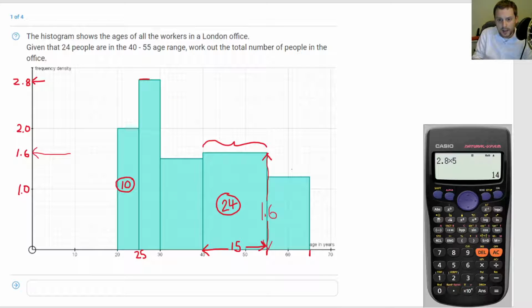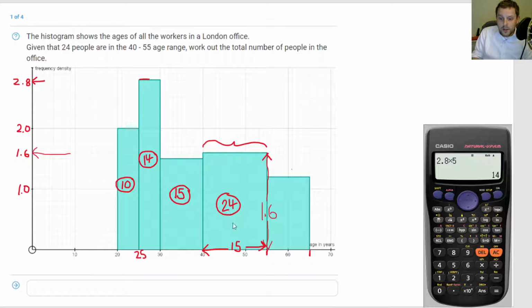So this one here is 14. The area is 14, done width times height, but that means it's a frequency of 14 for that bar. Now this one here, that is one little square less than the 1.6. So that must mean it has a height of 1.5. So I'll do 1.5 times 10. Now I don't need a calculator for that one. I know that that's just going to be 15.